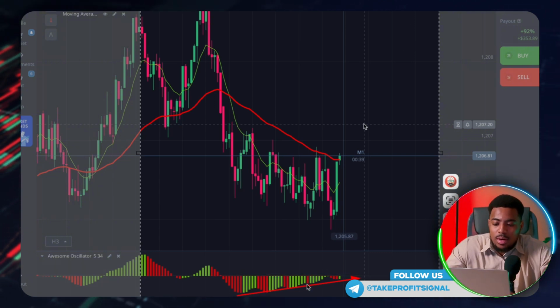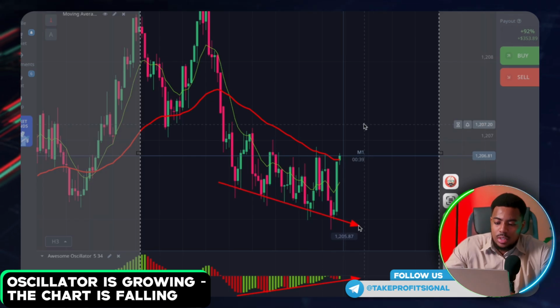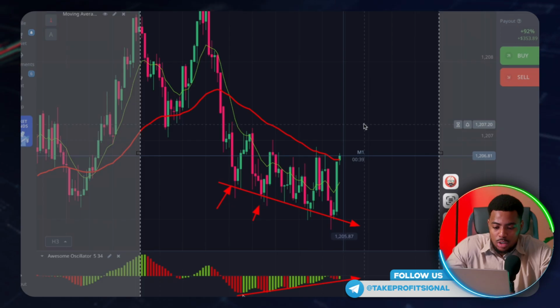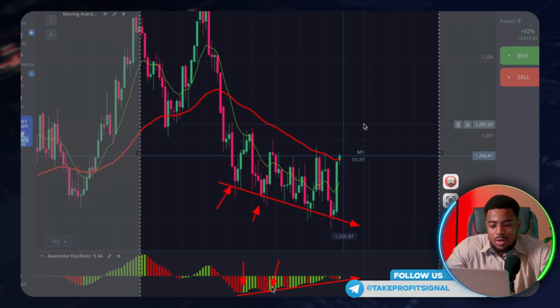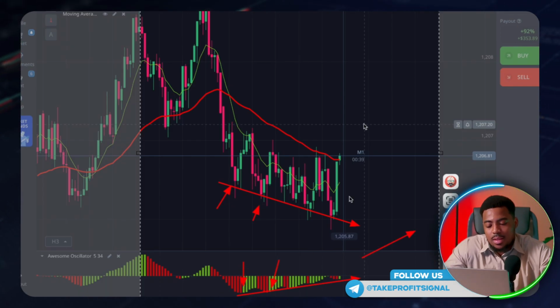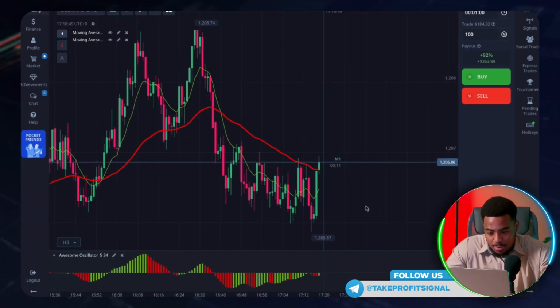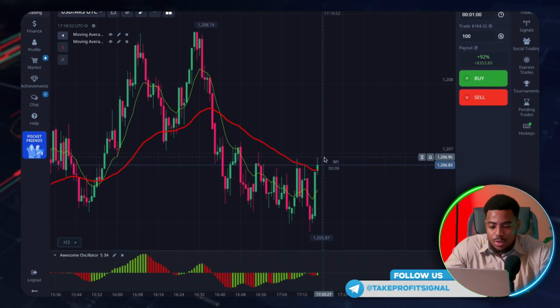So we see that the oscillator is growing, but the chart is falling. That is, we pay attention to the minimum value of the chart and the minimum value of the oscillator and realize that the oscillator is growing, the chart is falling. This means that very close we have a reversal point here.